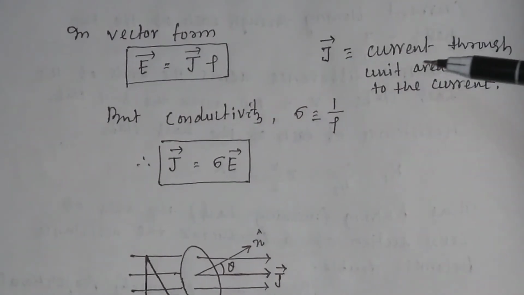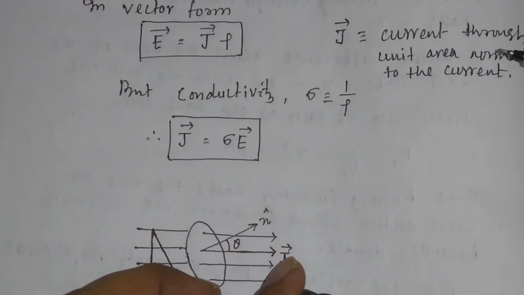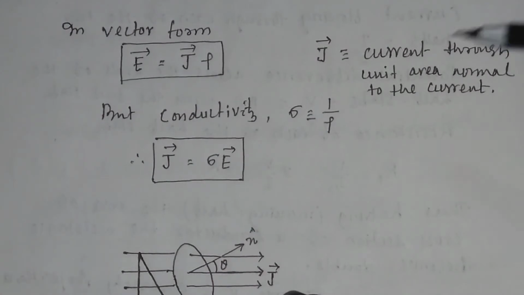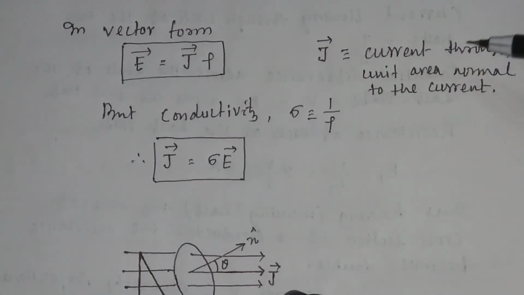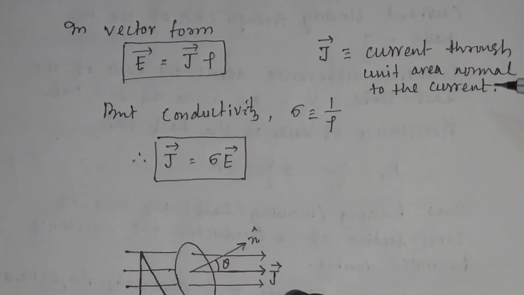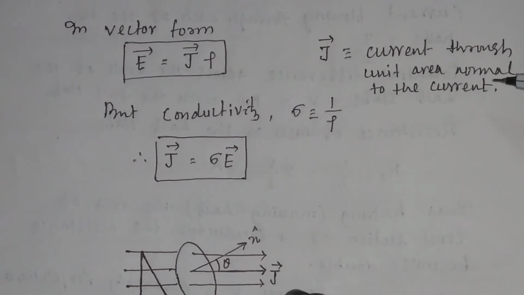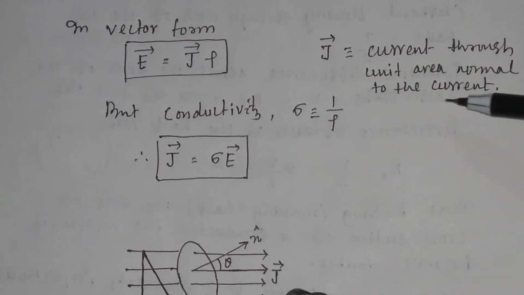Remember, the current density is the current through the conductor per unit area. Current through unit area normal to the current. Current density means the current through unit area normal to the current.